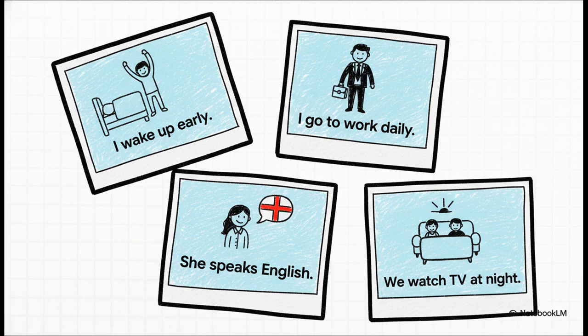I mean, just look at these examples. These are things we say all the time to describe what we do. I wake up early. That's a habit. I go to work daily. A regular action. She speaks English. That's just a fact about her. This tense is absolutely everywhere.